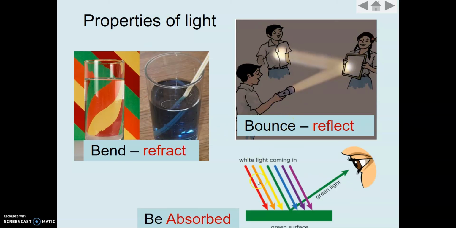And finally, light can be absorbed. So if we have a green thing, it absorbs most of the colors of the rainbow, except for green, which is reflected into your eye.